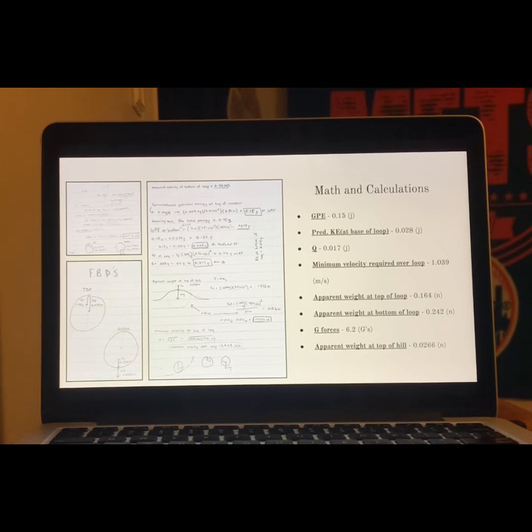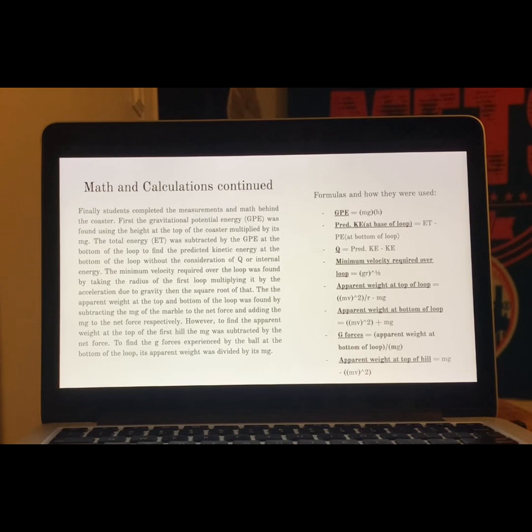The apparent weight at the top of the loop was 0.164 newtons. The apparent weight at the bottom of the loop was 0.242 newtons. The G-forces was about 6.2 Gs. Apparent weight at the top of the hill was 0.0266 newtons. Math and calculations continued. Finally, students completed the measurements and math behind the coaster.